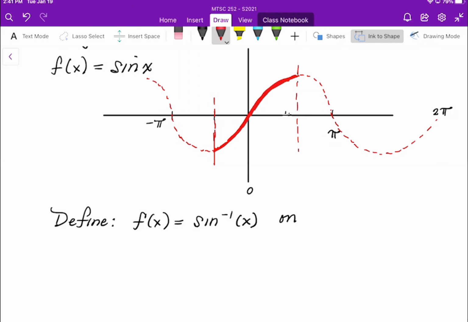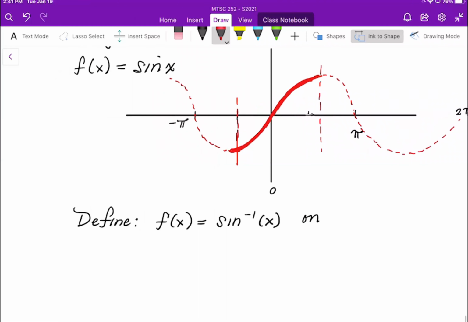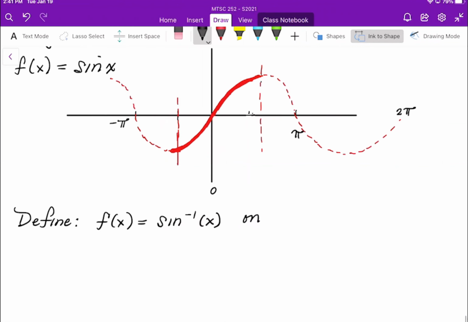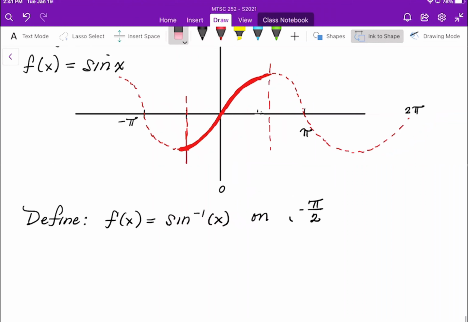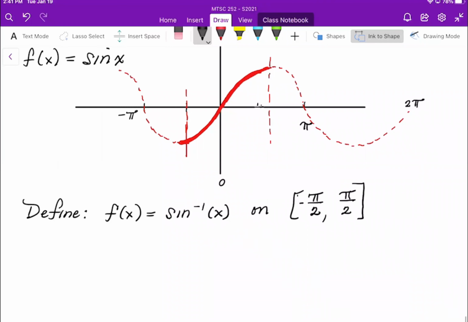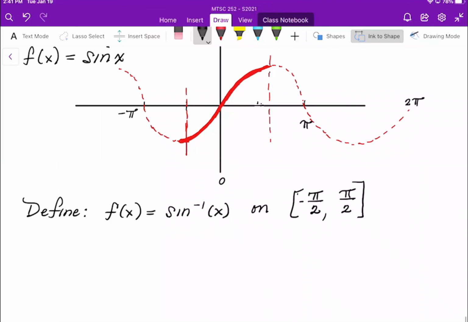And on that one little piece, the function is 1 to 1. So we're going to take this on the interval minus pi over 2, and I think we're going to include the endpoints, to pi over 2. Okay, so we have what we call the sine inverse function.